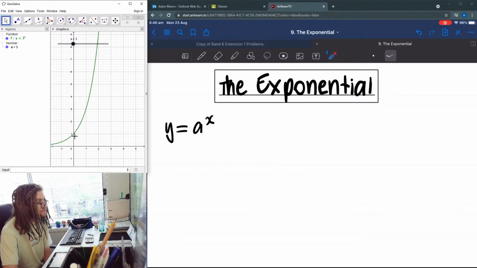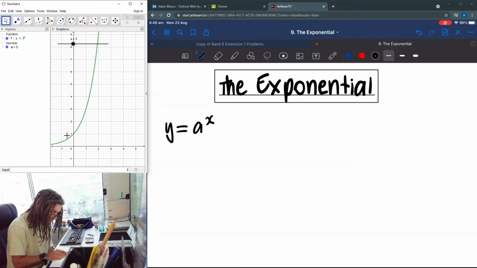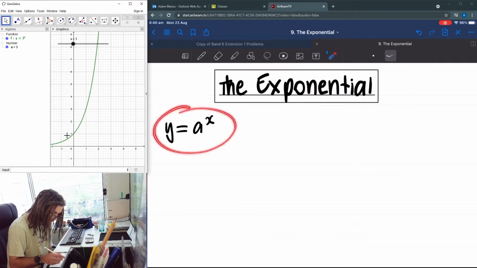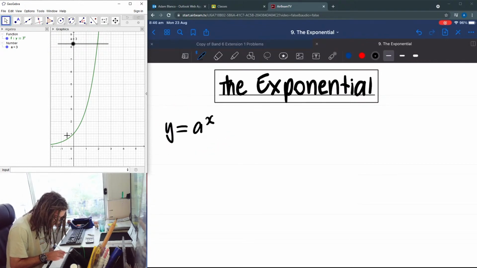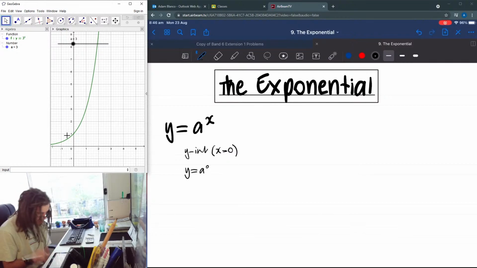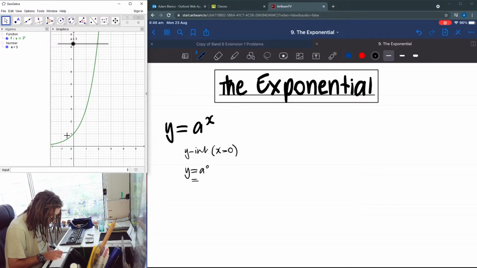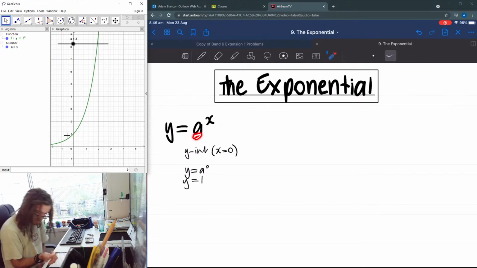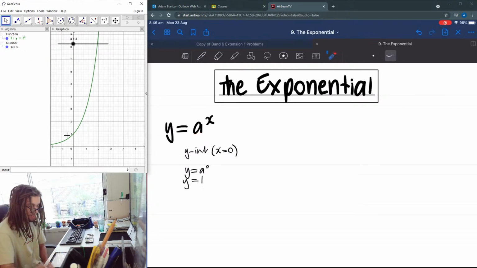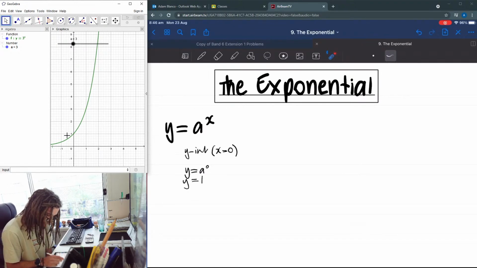You can ask yourself, why is 1 the y-intercept every single time? There's a reason for that, and I'll show you. I'm just going to use the bare minimum, y equals a to the power of x. If I want to find the y-intercept, I make x equal 0. Then y equals a to the power of 0. Anything to the power of 0 is what? It's actually 1. That means no matter what my a value is, my y-intercept is always going to be equal to 1. So that's the only argument I need to make there.